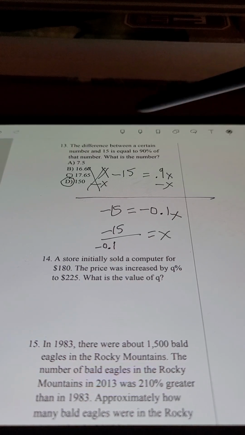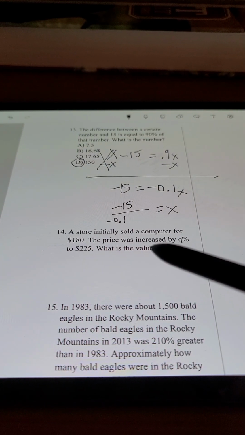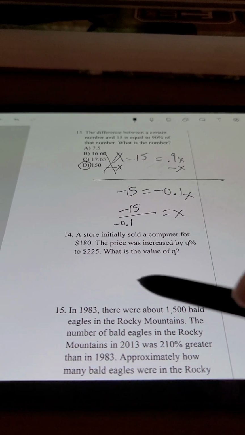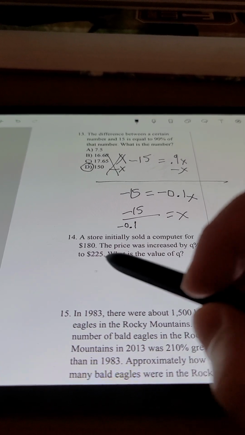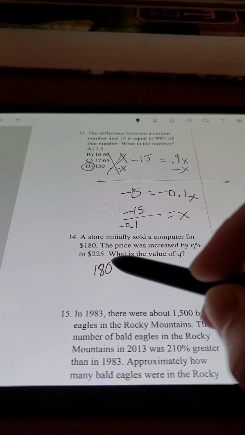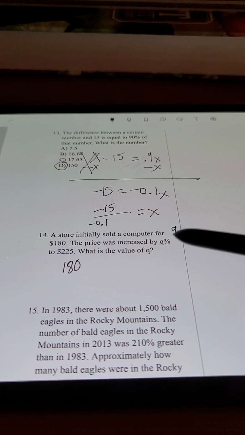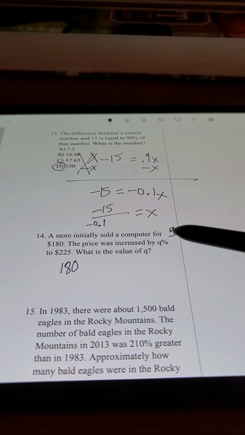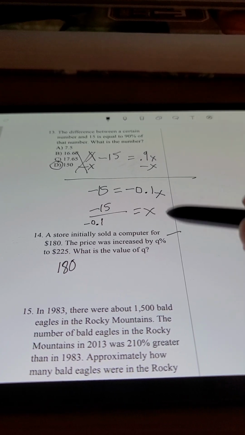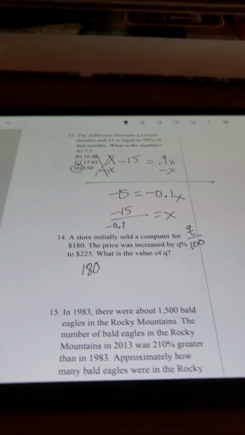Okay, so number 14 says a store initially sold a computer for $180. The price was increased by Q% to 225. What is the value of Q? So we have that it's initially being sold for $180. Now remember, percent just means out of 100. So if we wanted to write this as a fraction, it would be Q. That was a terrible Q. It would be Q out of 100 as a fraction.